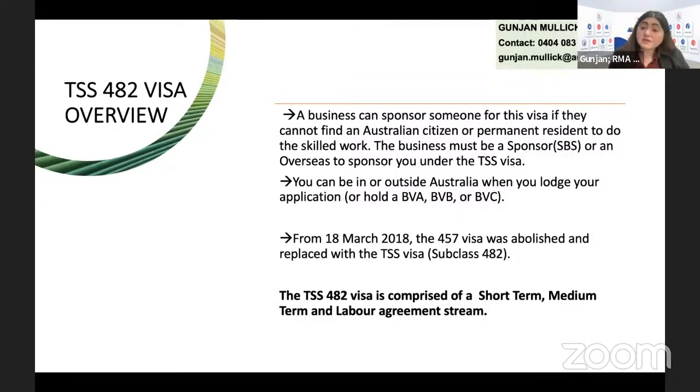So if a region is DAMA approved, if they have a labor agreement in place and a DAMA agreement in place, then that company can sponsor a truck driver. Just as an example, or a childcare worker or aged care workers, things like that.